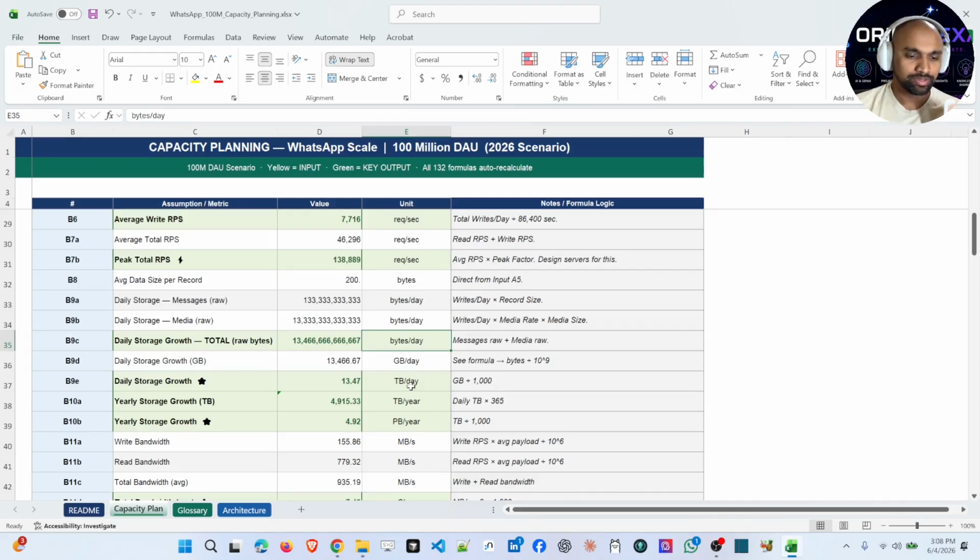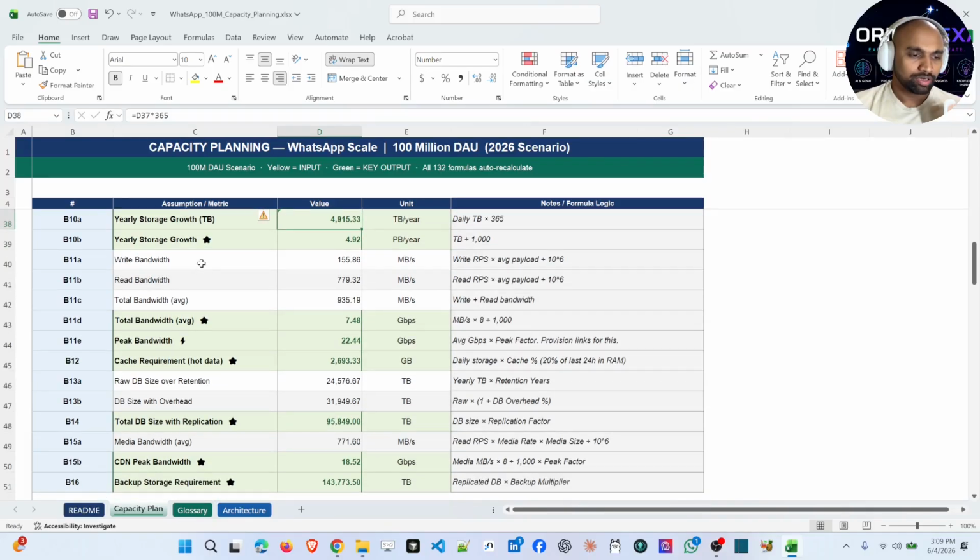Okay, this is in GB. Now we have converted back to terabytes, divided by 1000, and we get the terabytes. Next, come to the yearly storage growth. We multiply this value by 365 and we get this many terabytes, that is 4,915 terabytes a year. When converted into petabytes, that will be 4.92 petabytes a year.